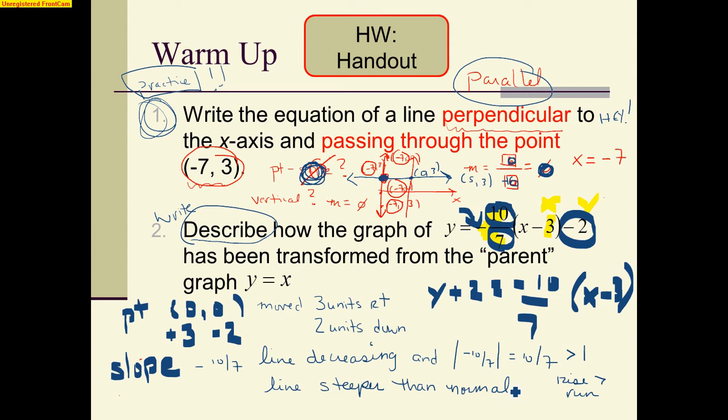So if I was grading this on a quiz or a test, this would be worth 2 points here to make sure you talked about both the X and Y movement. And this would also be worth 2 points to being sure you talked about the line increasing or decreasing, and then whether the line was steeper or flatter than normal. All right, let's go on.